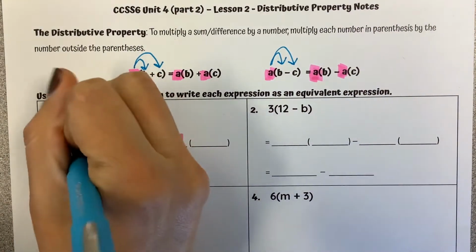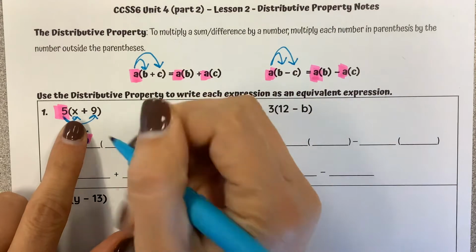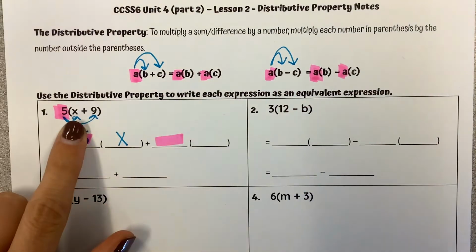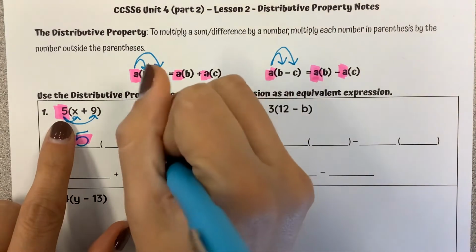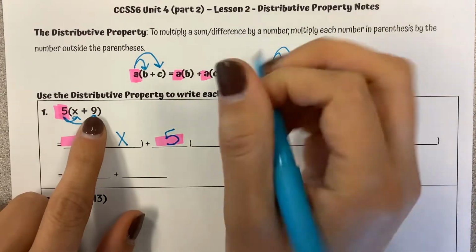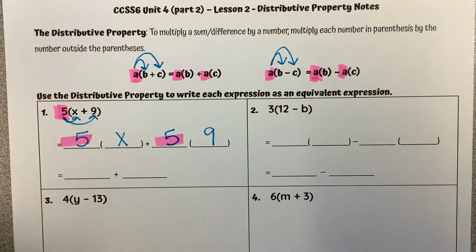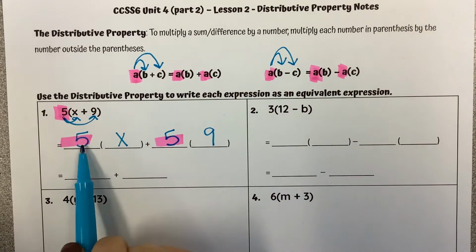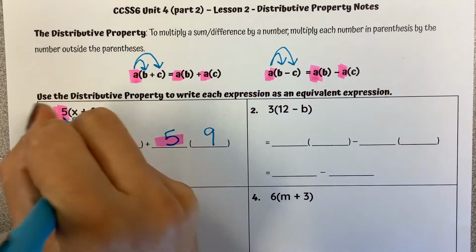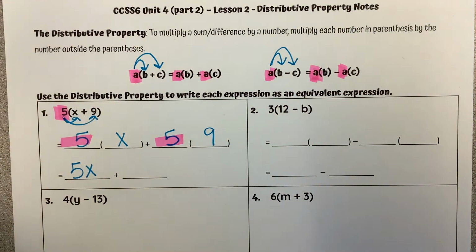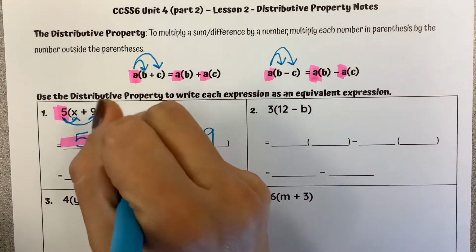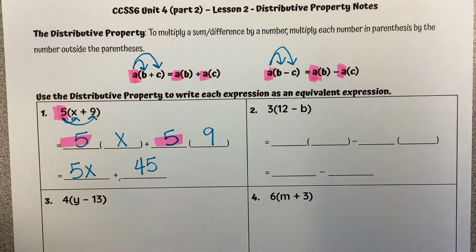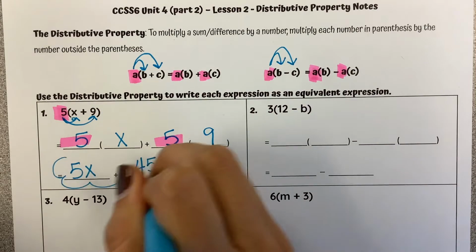So we're going to take 5, and we're going to multiply it by the first number in the parentheses, which is x. Bring down our plus, and then we're taking the 5 again because we're going to distribute it to the second number, which is 9. Now we're going to simplify. 5 times x is just 5x. Bring down our plus. 5 times 9 is 45. This is our simplified answer.